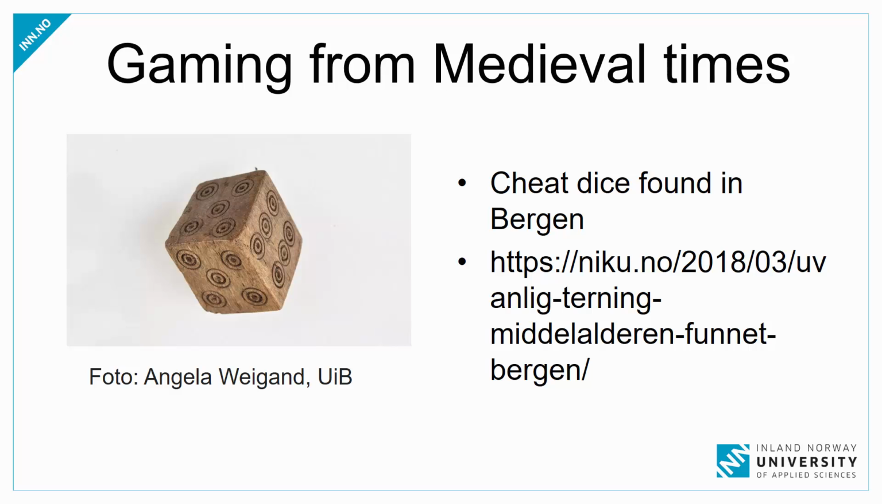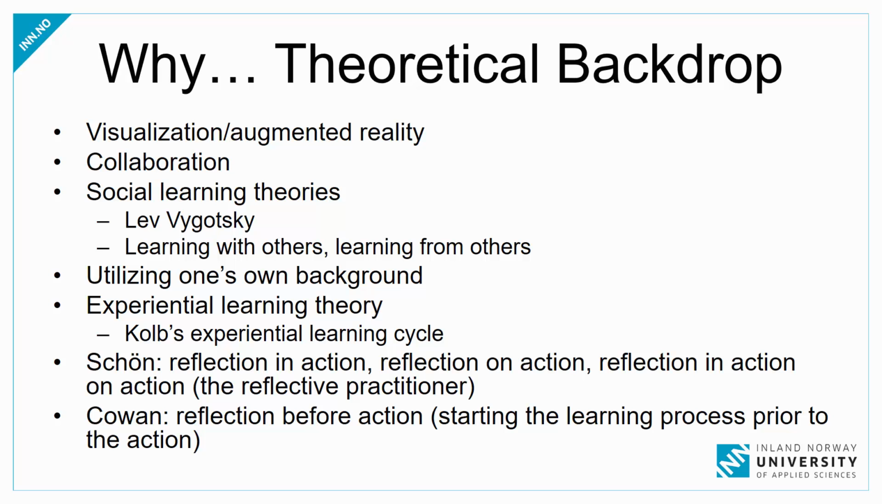And just a little fun fact, this is a dice found in Bakken only 5 or 6 weeks ago, and it's from medieval times, and if you look closely on the picture you will see 2 sides having 5 circles on them, so they cheated back in those days as well.